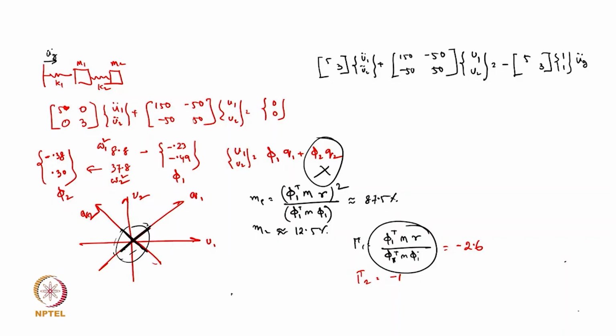Now here, if you see our expression from the previous case, once you are solving that, we just go to the Q system. So in that Q system, your first equation is Q1 double dot plus 8.8 into Q1 should be equal to how much?